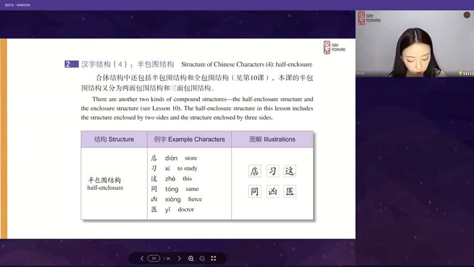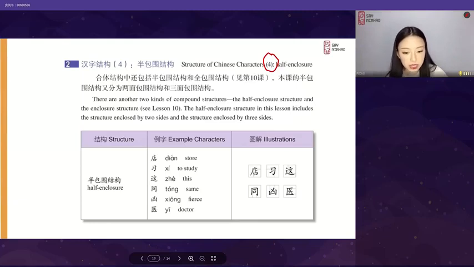Okay, now let's move on to the next part, which is the structure of Chinese characters, part four, half enclosure. What is half enclosure? It is enclosed halfway. For example, the first one is dian. Dian of shangdian. Shangdian, do you still remember it? It means shop, right? And dian means shop too.